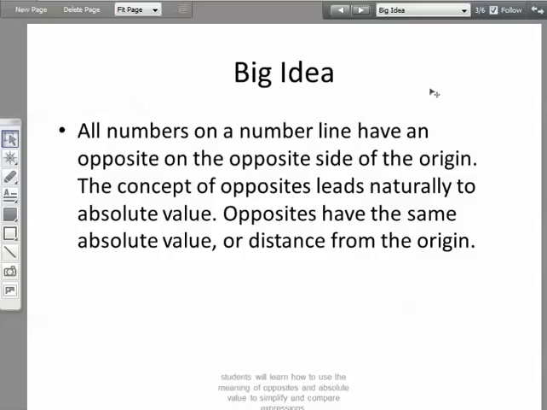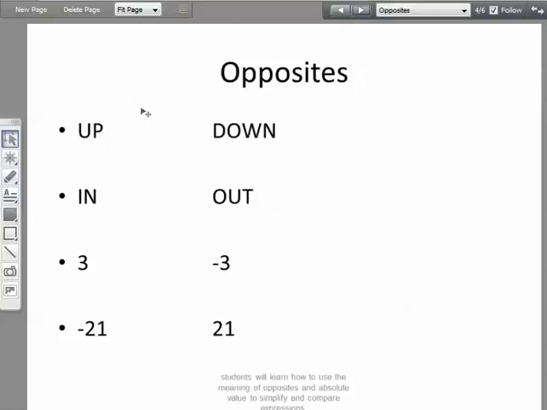-1 is opposite of 1. 3 is opposite of -3. 4 is opposite of -4. So they're opposite each other. They're essentially the same distance from 0 every time. So let's talk about opposites for a second.